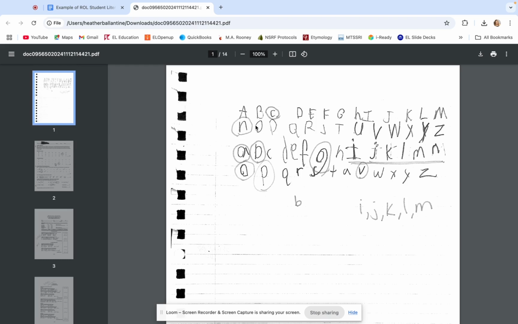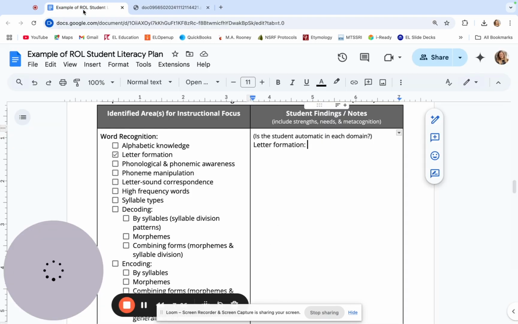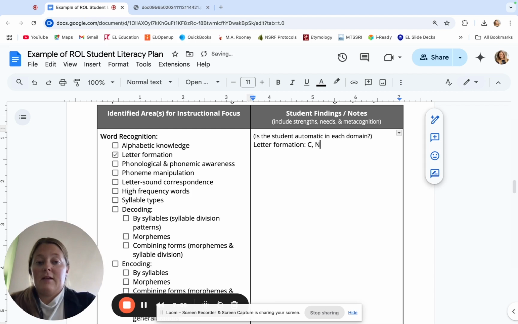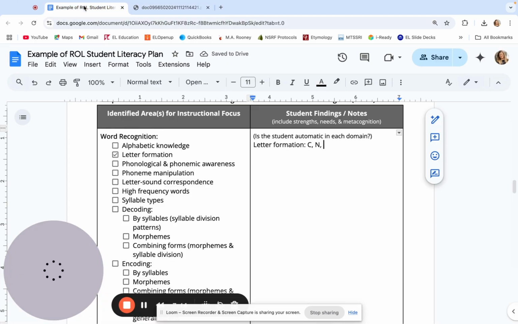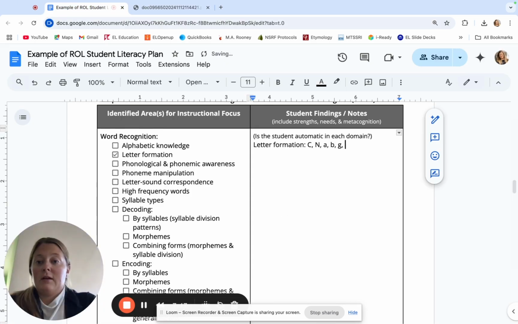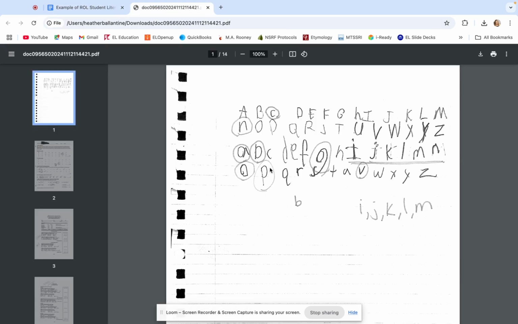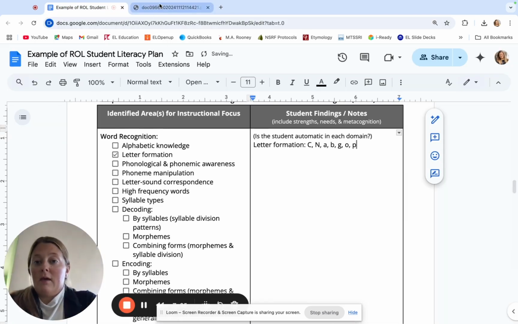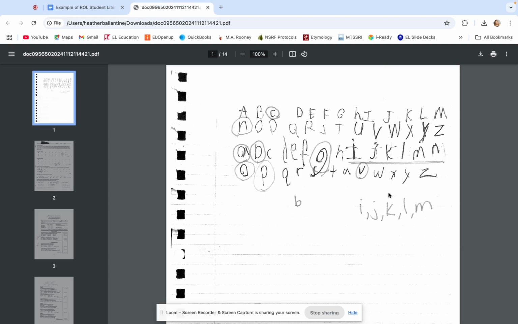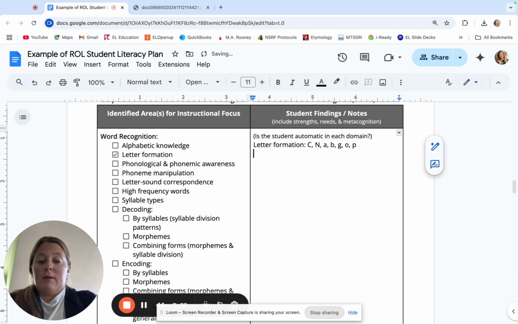So we need capital C and capital N. So I'm going to put capital C, capital N, and then we need lowercase a, b, g, and O, P. Oh, and then, these are not automatic. I, J, K, L, M. So I'm just going to make a note. These letters are not automatic. So he knows them, but we need to continue practicing.